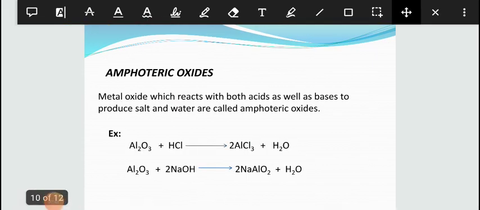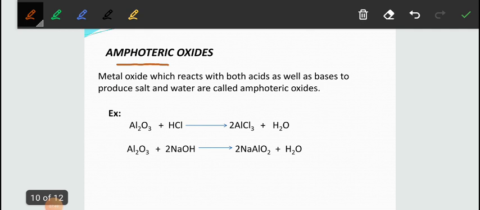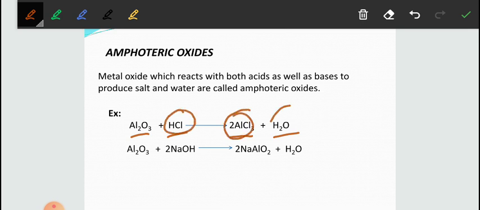Now the next one is amphoteric oxide. Amphoteric oxides are those which can act as an acid as well as a base. Again I am repeating, amphoteric oxides are those which can act as acid as well as base. For example, aluminium oxide: when aluminium oxide reacts with an acid it forms a salt, that is aluminium chloride, and water.